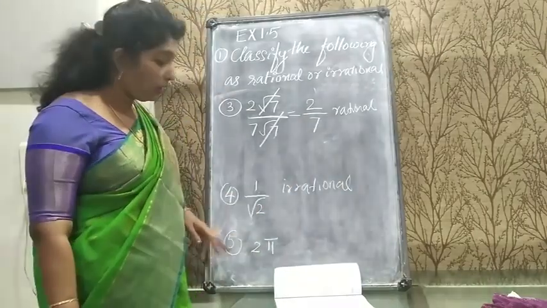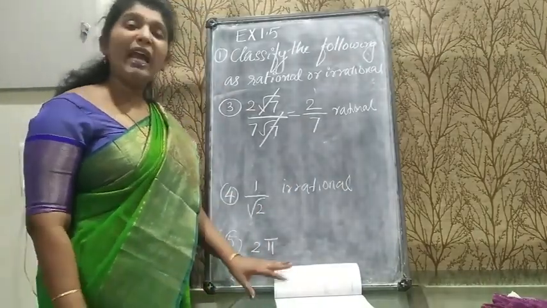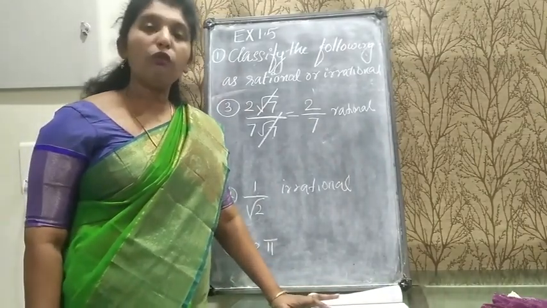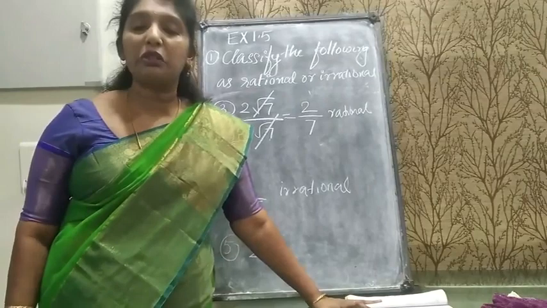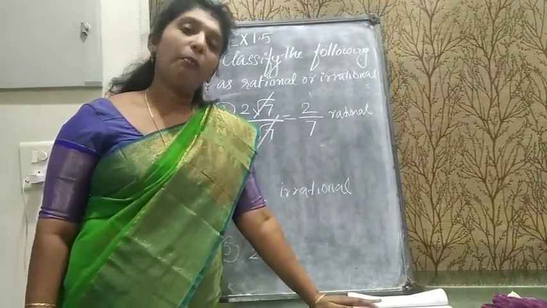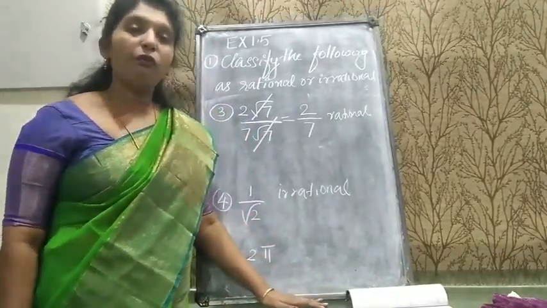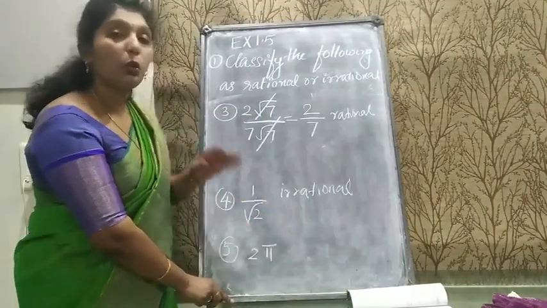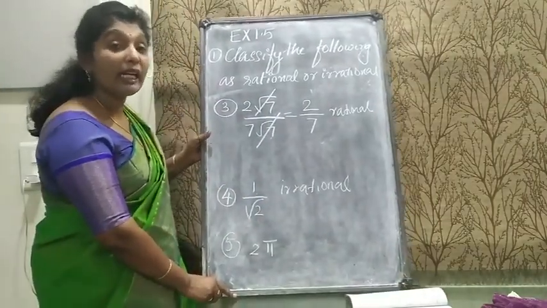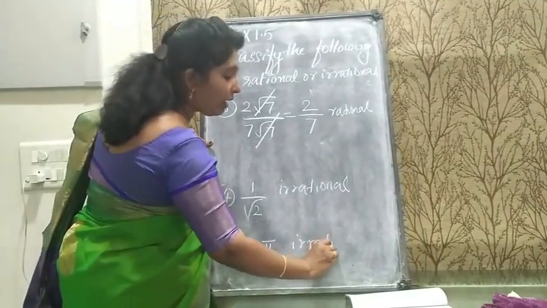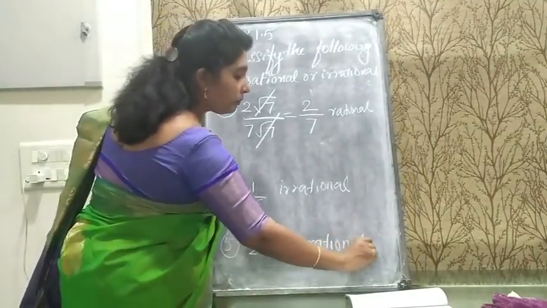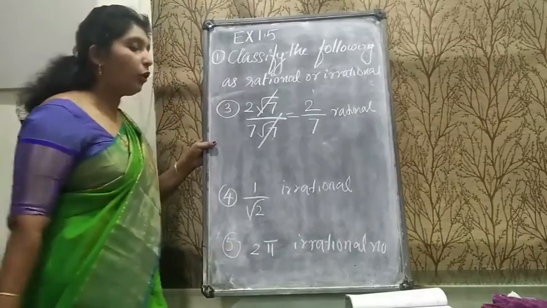Next question is 2 pi. Pi is an irrational number. So if you multiply an irrational number with 2, then again it will be irrational. So at first you have to write pi is an irrational number. If we multiply pi with 2, then again it will be irrational. So 2 pi is also an irrational number. I hope it is clear.